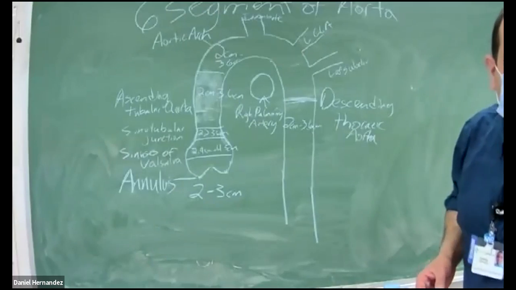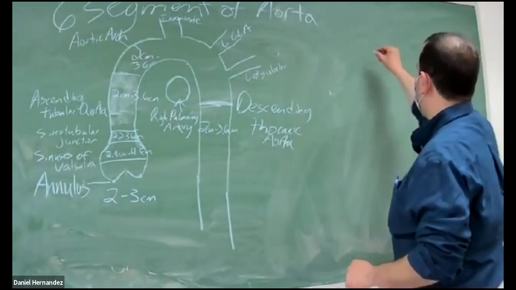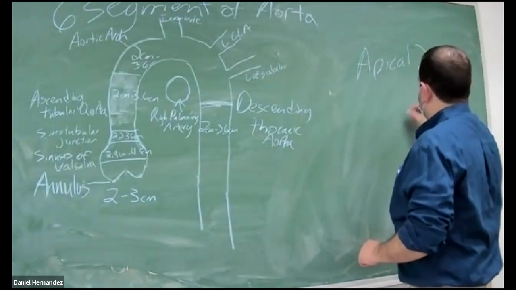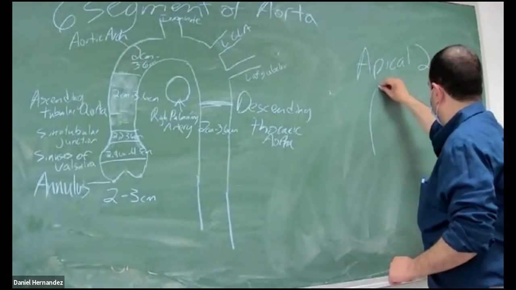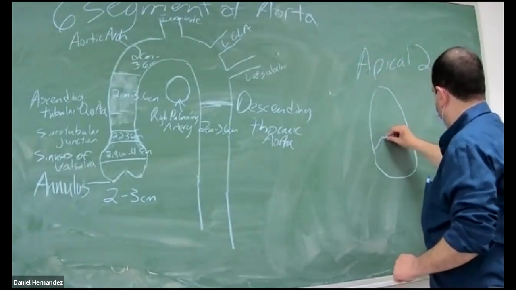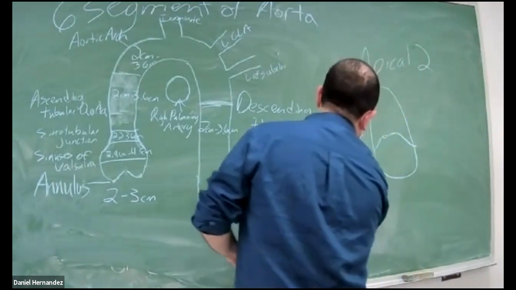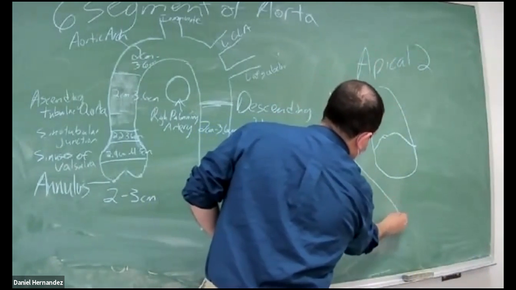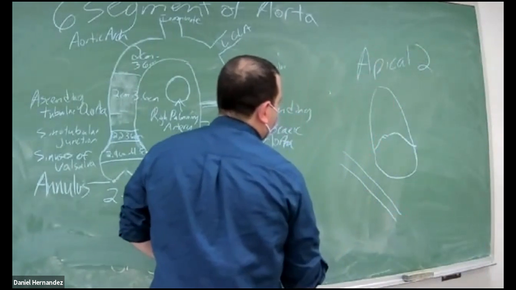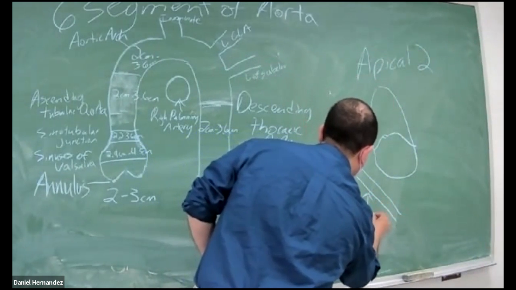There actually is another view where we can get a good look at the aorta as well, in our apical 2 chamber. You can actually see the descending thoracic aorta visualized over here. So in our apical 2, we can see our descending thoracic aorta.